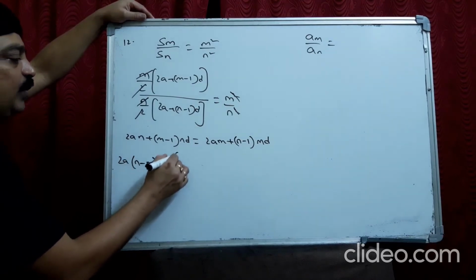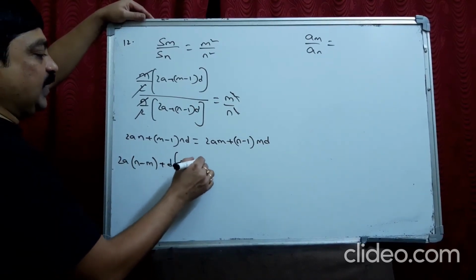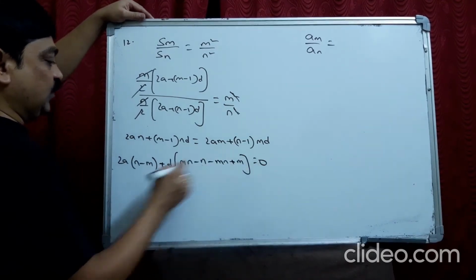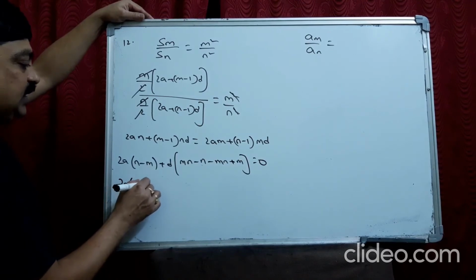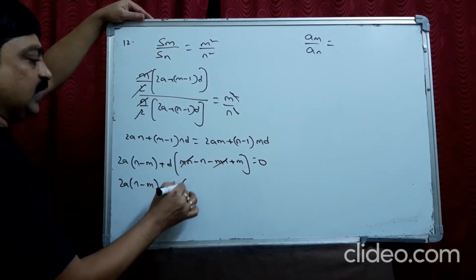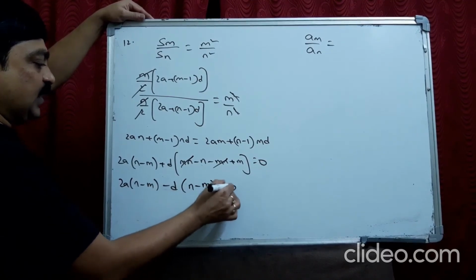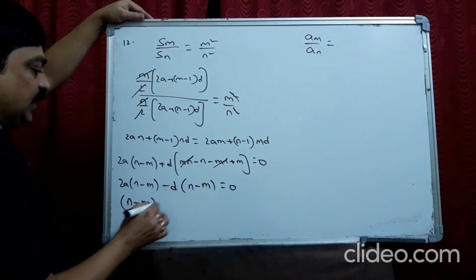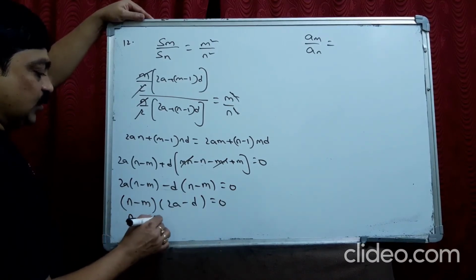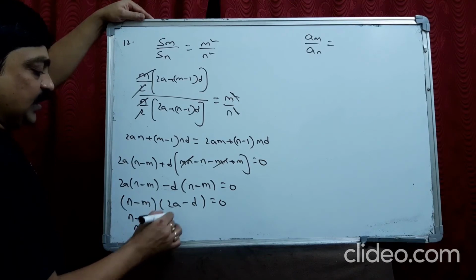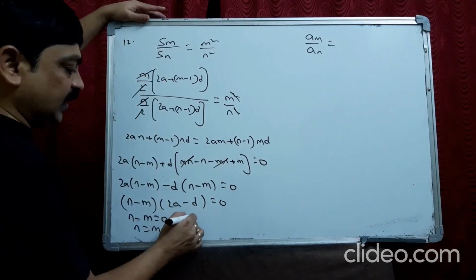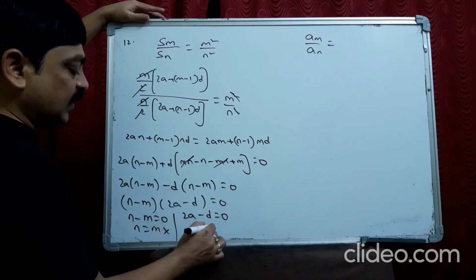If I take d common, it becomes mn minus n minus mn plus n is equal to 0. So 2a into n minus m, mn gets cancelled, minus d. If I take minus common here, it becomes n minus m. So n minus m into 2a minus d is 0. N minus m cannot be equal to 0 because if n equals m, it is not true. Because n equal to m, everything is over here. So we don't take that. So 2a minus d is 0, d is equal to 2a.